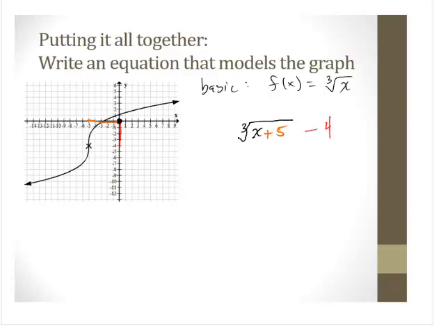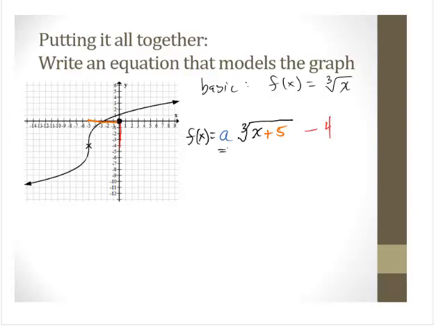Now I need to take care of the scale factor. And so what we usually do is we put an a on the outside of the function, and that's our function. F of x equals a times the cube root of x plus 5, subtract 4. And now all we need to do is determine this a value.